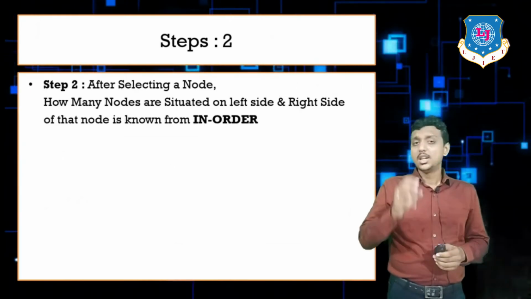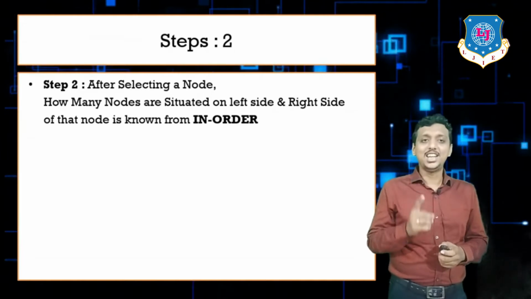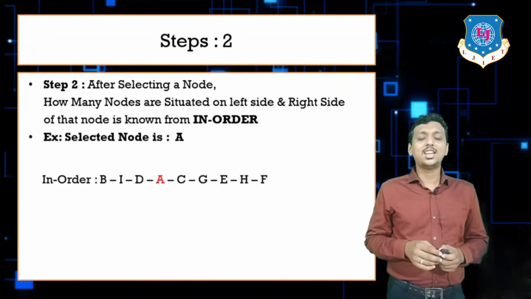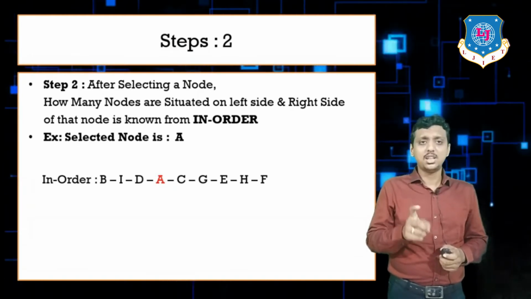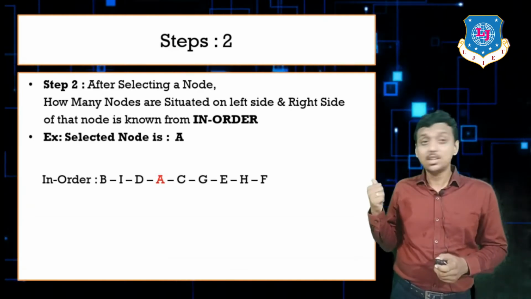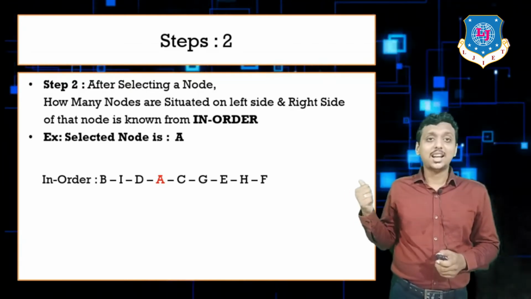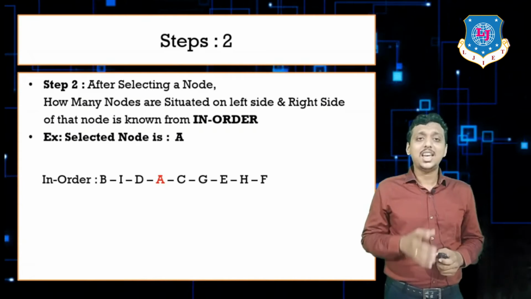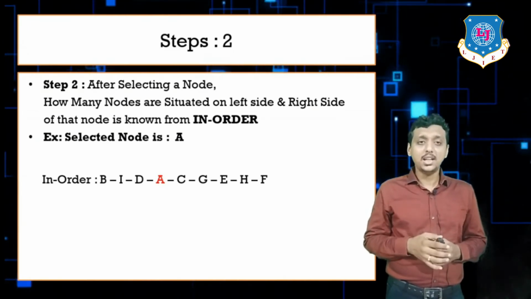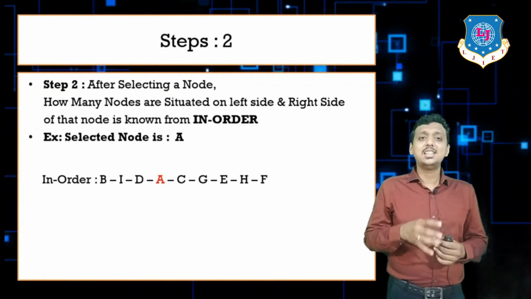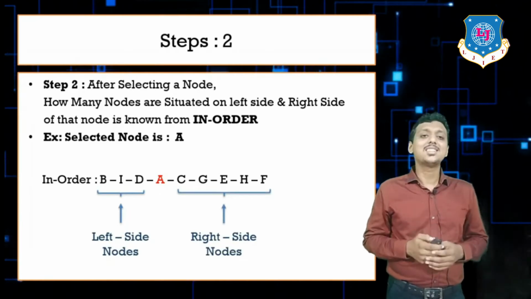So let's begin with step number 2. After selecting a node, which nodes are on the left side and which are on the right side will be decided from the in-order. Here is the in-order sequence, students. I am just selecting node A from pre or post. Then in this in-order sequence, the left side nodes of A are B, I and D, and the right side nodes of A are C, G, E, H and F. That means we can easily say that the left side of A contains B, I, D, and the right side of A contains C, G, E, H and F. Fine, so this is the left side and this is the right side of A.